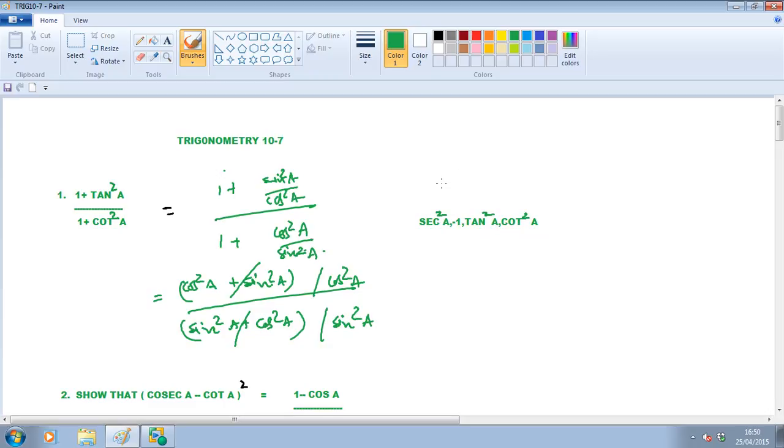Now the sin square A in the denominator of the denominator, you take it to the top, so it is equal to sin square A divided by cos square A, which is equal to tan square A. So this is the correct result: tan square A.